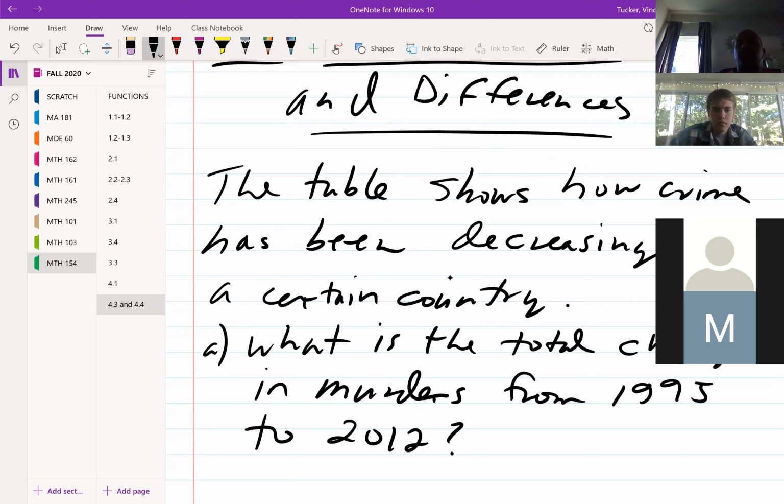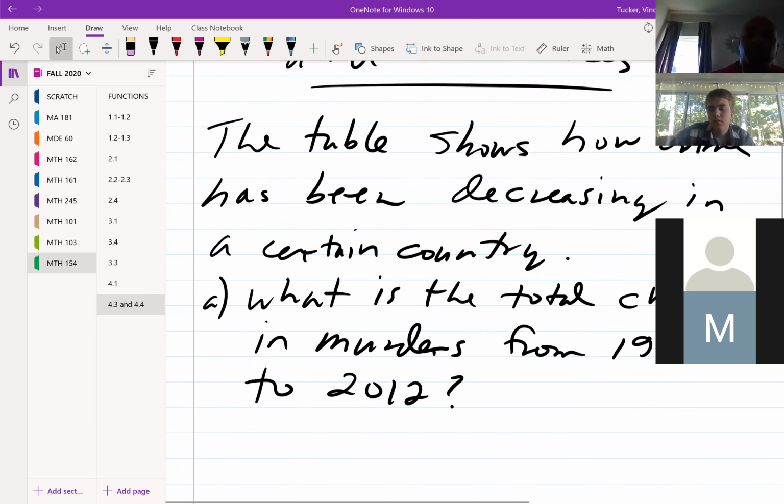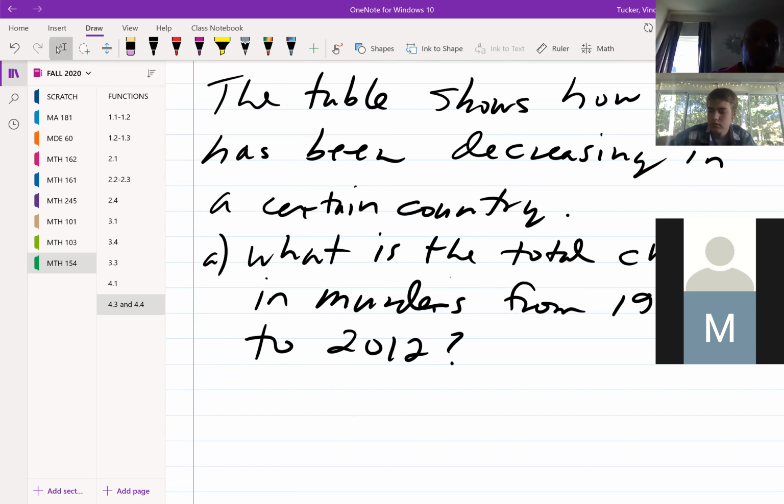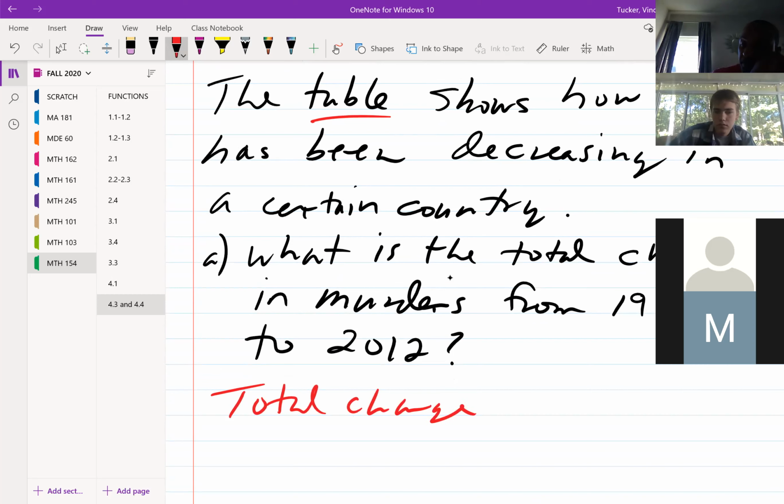All right, so the table shows how crime has been decreasing in a certain country. What is the total change in murders from 1995 to 2012? And the key word here is table. So make sure you go to the table, and we're talking about total change. And let's see, it's going from 1995 to 2012.